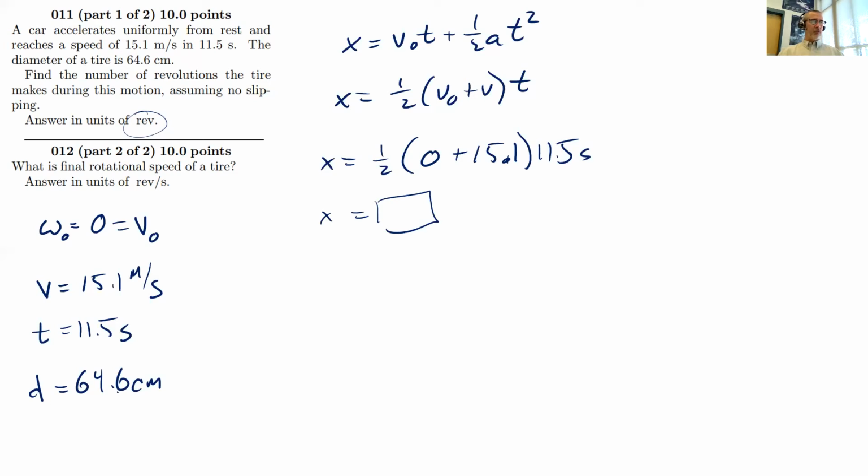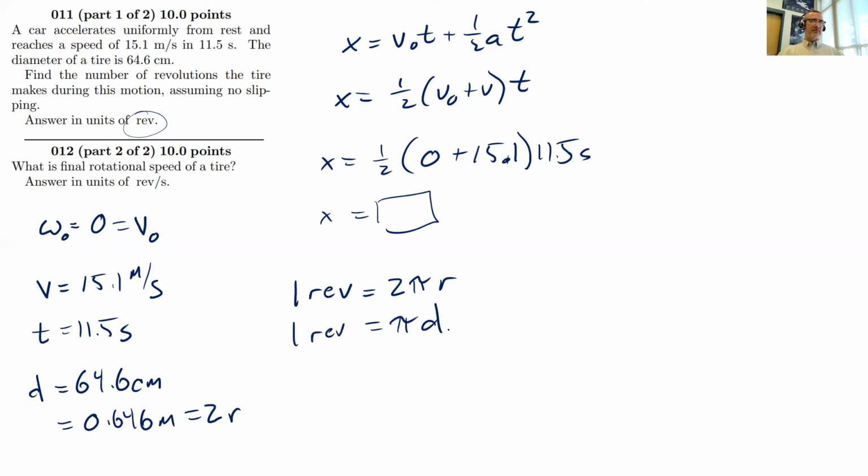Now, if the diameter is 64.6 centimeters, that's going to actually be a diameter of 0.646 meters. And I know that that's going to be twice the radius. And actually, if I want my circumference, my circumference is once around. So one revolution is going to be one circumference. And that's going to either be 2 pi times the radius, or it's going to be pi times the diameter. So I can use that one revolution is pi times the diameter, and I know my diameter there is 0.646 meters. So this is going to be number of meters.